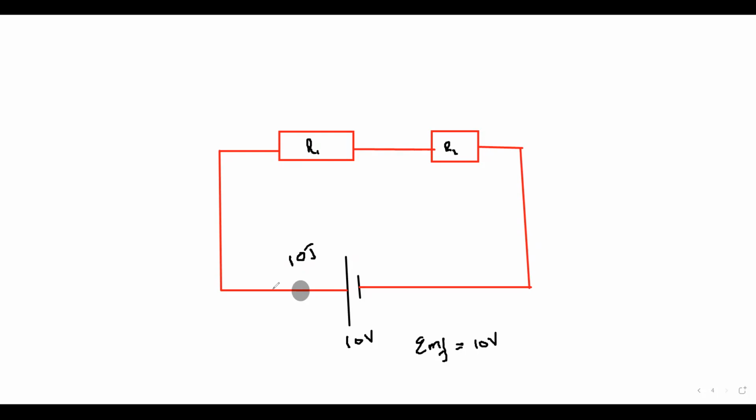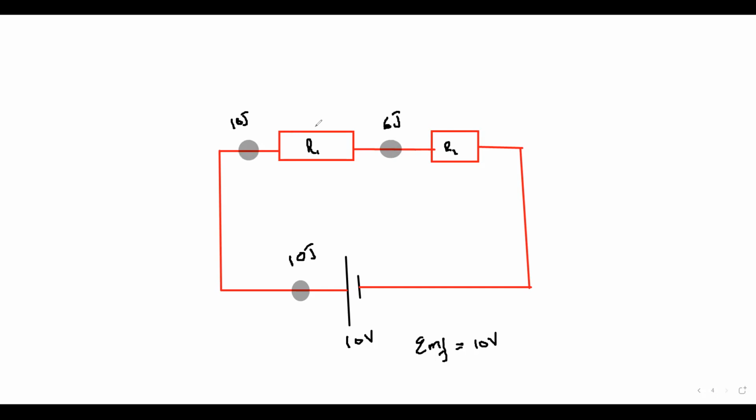So when this charge starts to move, before it enters the resistor, it was having 10 joules. But when it passes through the resistor, it will lose some of its energy because the resistor will try to stop the charge from flowing. For example, it lost some energy and now it is 6 joules. So before it entered, it was 10, but now it is 6.